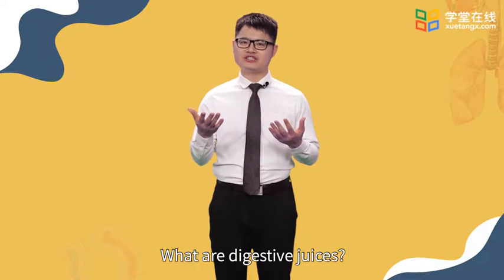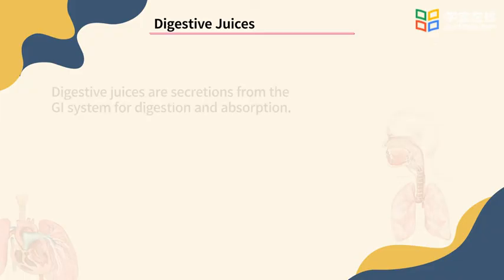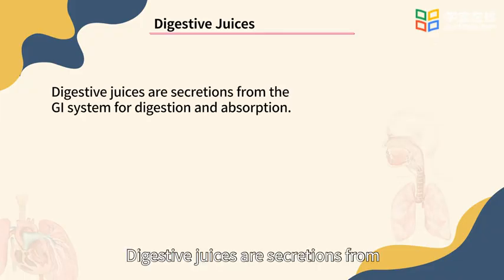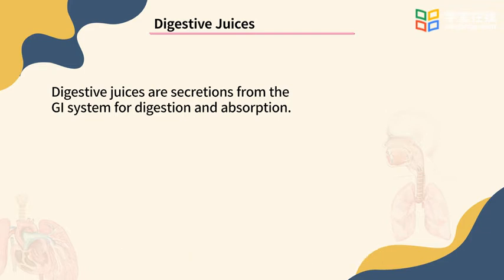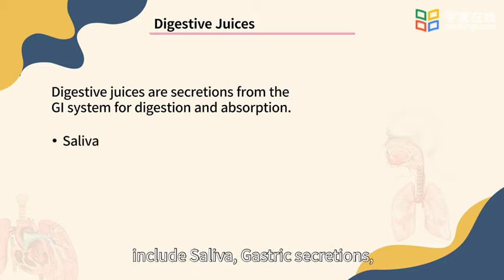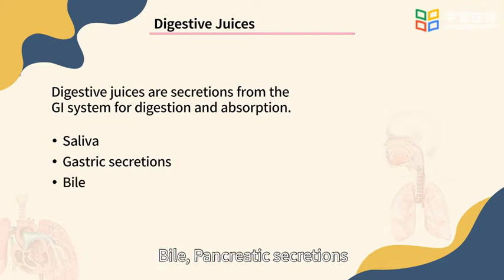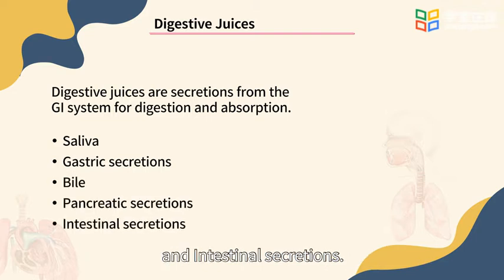So, what are digestive juices? Digestive juices are secretions from the GI system that assist in digestion and absorption. Major types of digestive juices include saliva, gastric juice, bile, pancreatic secretions, and intestinal secretions.